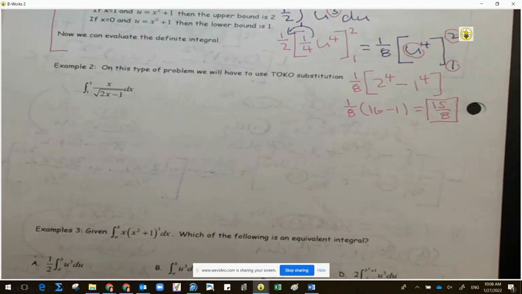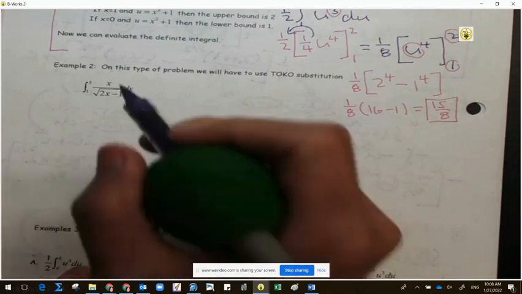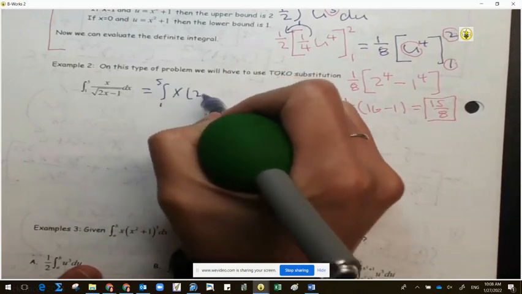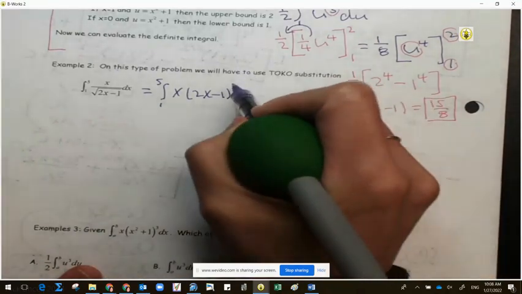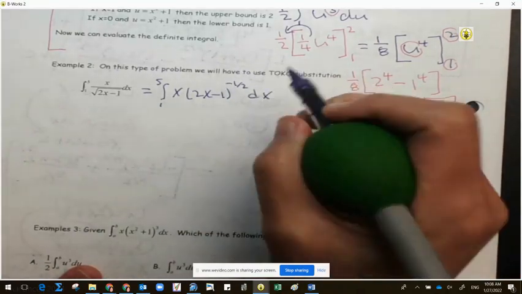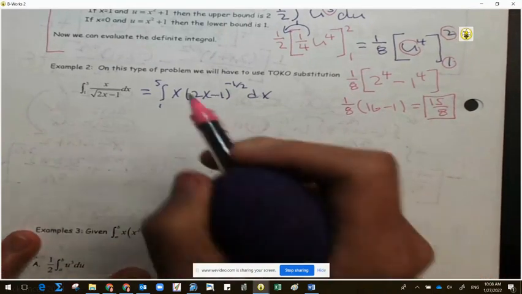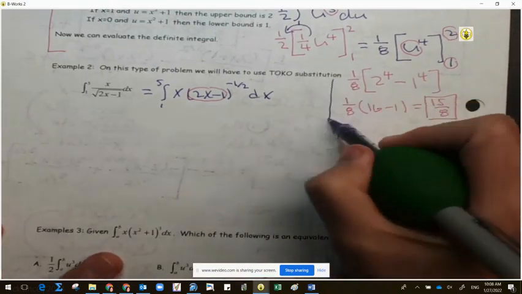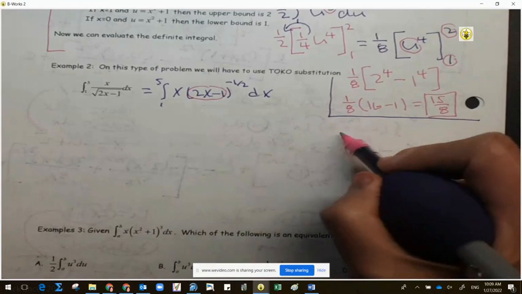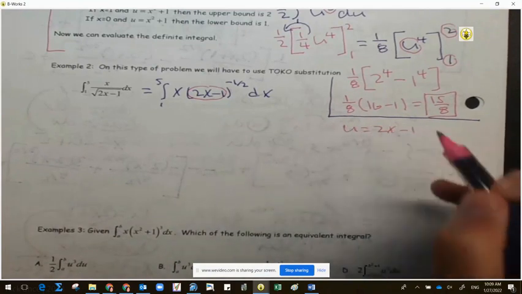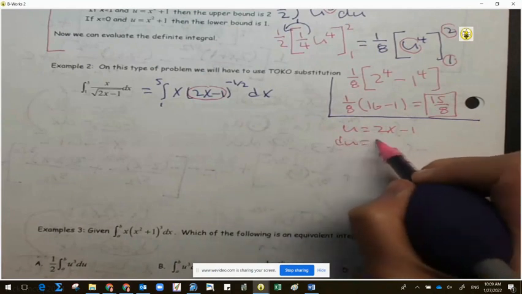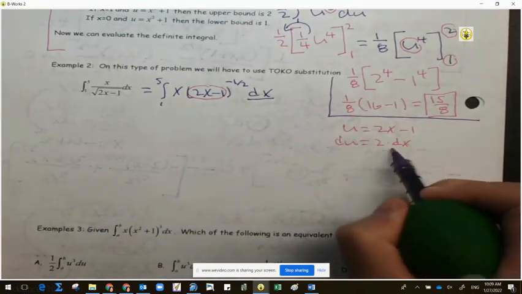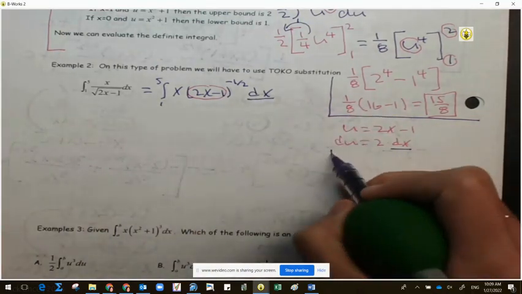What is the first thing that I'm going to do because I do not like that fraction? Bring it to the top. So we have the integral from 1 to 5 of x times 2x minus 1. And because we're bringing it to the top, I need negative 1/2 dx. So we are going to let u equal what? So let me go ahead and bracket this off. So we have u is equal to 2x minus 1, which is going to give us du is 2 dx. So let's compare. I have dx. I don't have the 2, so let's move that over by dividing.